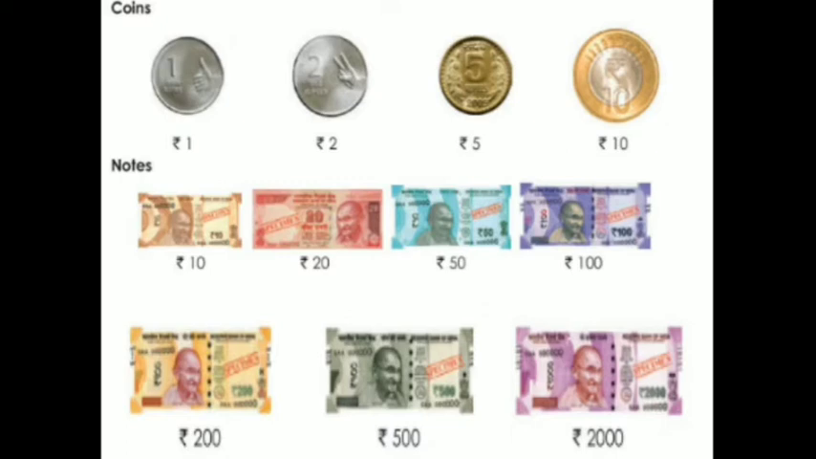So there was 1 rupee coin, 2 rupee coin, 5 rupee coin, and 10 rupee coin. We have only 4 coins, children. And in notes we have 10 rupee note, 20 rupees note, 50 rupees note, 100 rupees note, 200 rupees note, 500 rupees note, and 2000 rupees note. So these are the coins and notes which are available in our country. What is the currency of India called? Rupee. Very good.